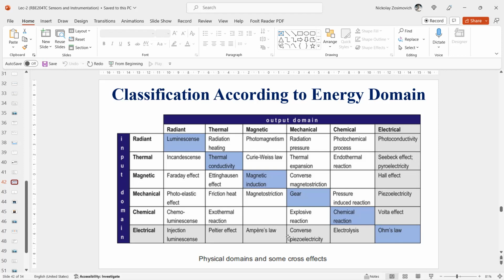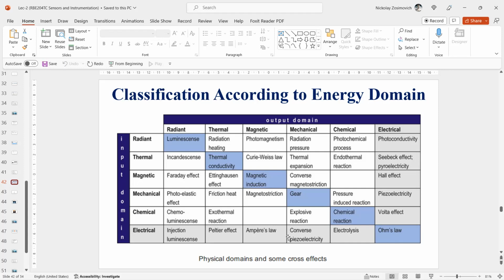It's electromagnetic radiant energy, gravitational energy, mechanical energy, thermal energy, electrostatic and electromagnetic energy, molecular energy, certainly atomic energy, nuclear energy, and mass energy. And this classification is rather impractical for the description of sensors.